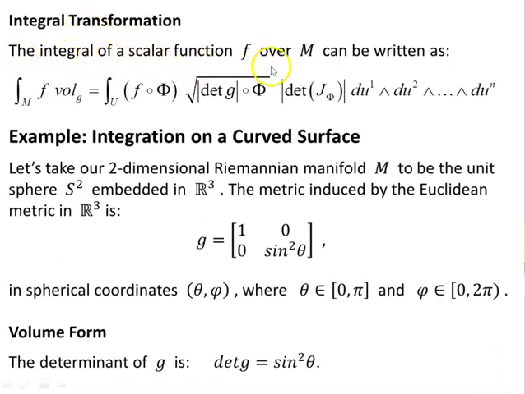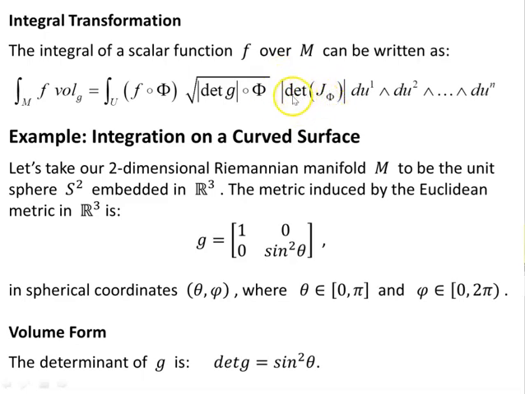So the integral of a scalar function f over M, putting it all together, can be written as the integral of our scalar function f times the volume form under G on M, which is now the integral on U, the Euclidean space, of f composed with phi, because we're pulling f back by phi, times the square root of the absolute value of the determinant of G in those coordinates, composed with phi. Then the absolute value, notice this time, of the determinant of J phi.